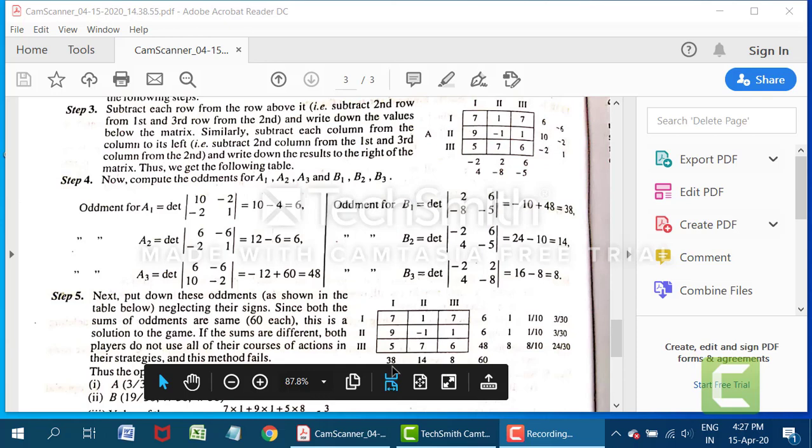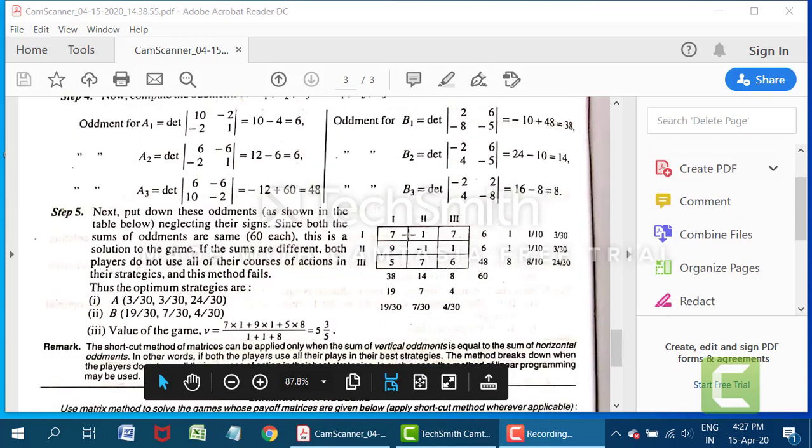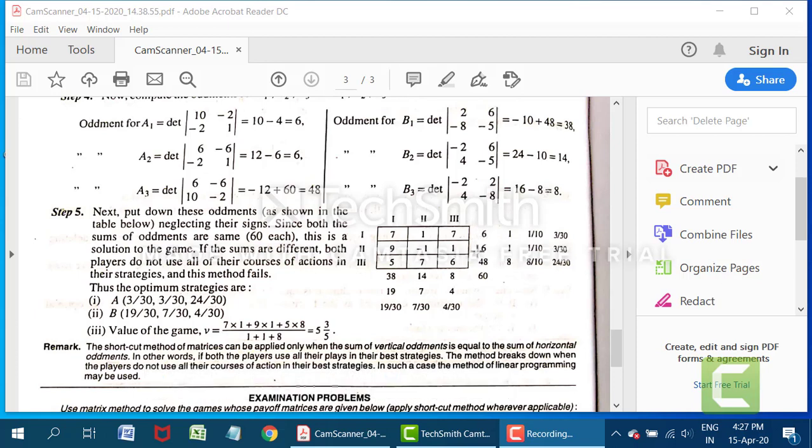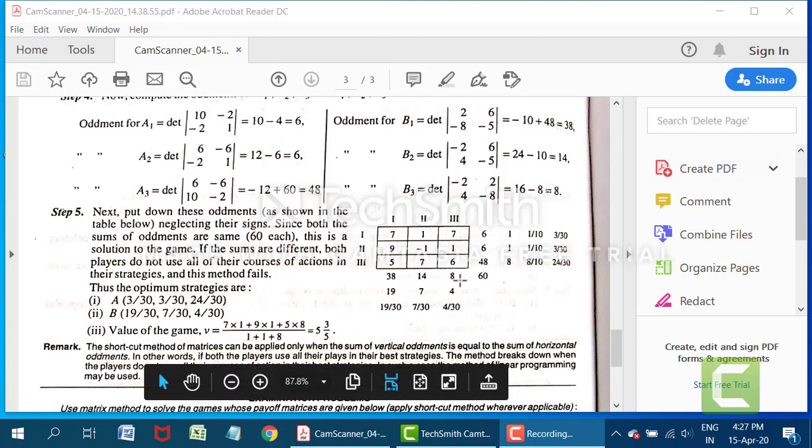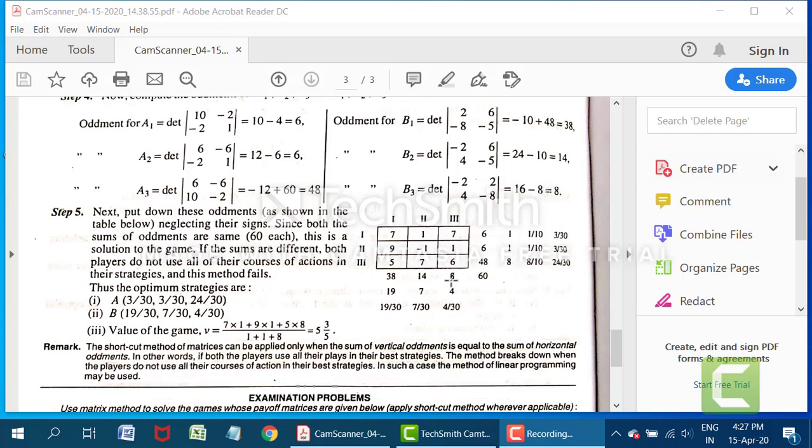Similarly, augments for B1 B2 B3 are 38, 14, 8. So if you sum up these values, both will be equal, 60 or so. Is any further reduction possible? Here every value is divided by 6: 6 by 6, 6 by 6, 48 by 6, 118 or so. But this can also be reduced. It can be done with 2. 8 by 2, 14 by 2, 38 by 2, 97 4.